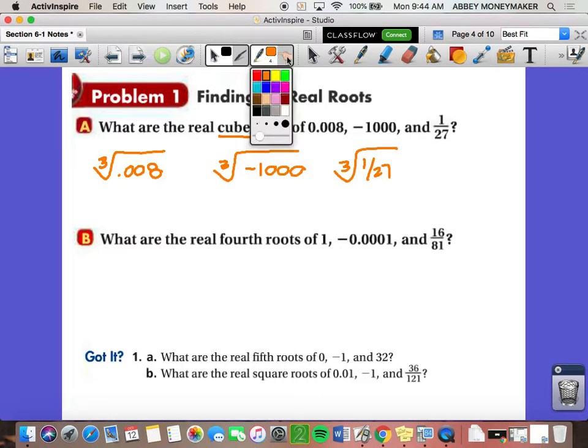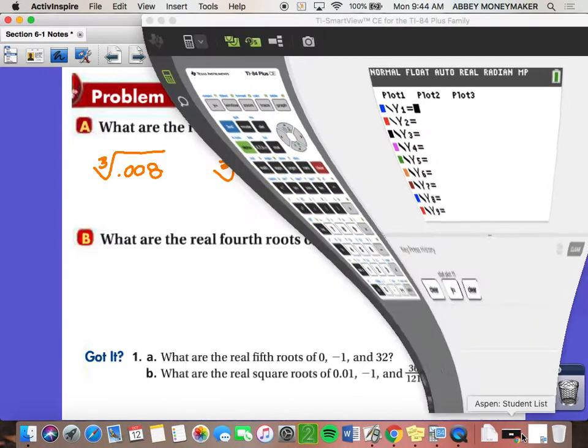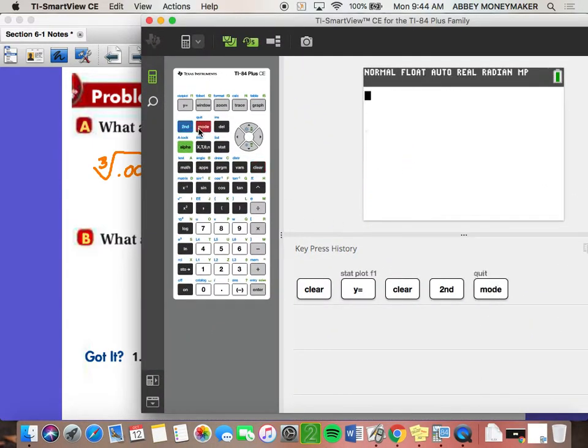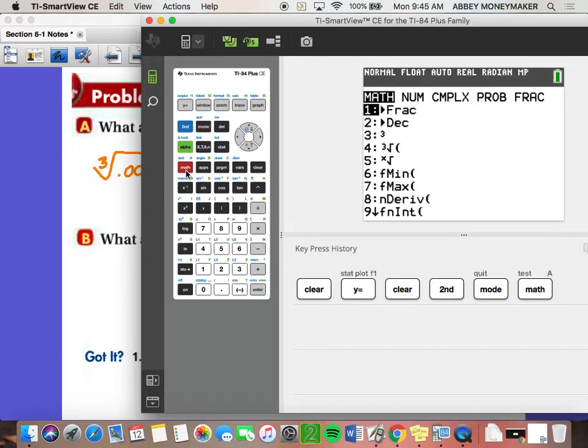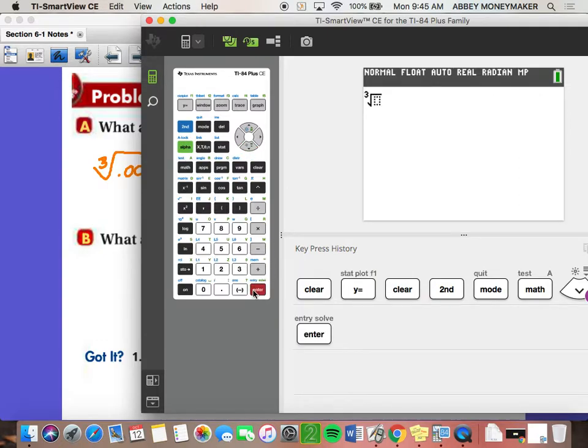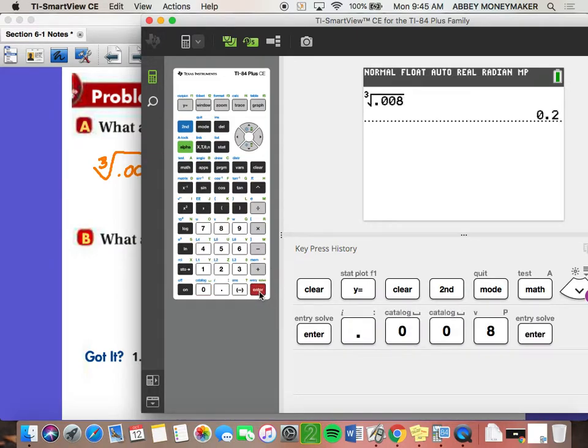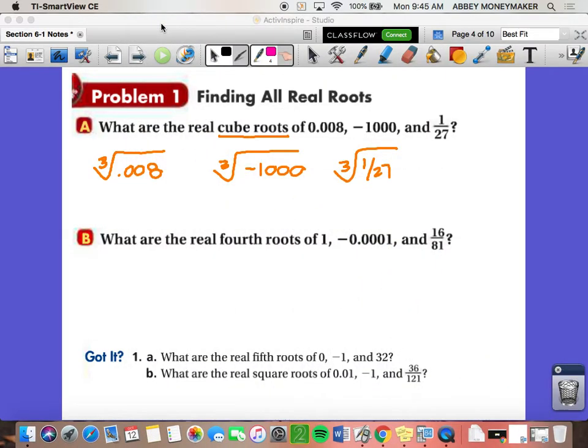And what I want to show you here is how to do this on your calculator. So if you're having trouble knowing the cube roots, you can go to your calculator. Let's get home. And then if you go to math and go to option number 4, this will bring up the cube root. So then we can type in the cube root of 0.008. That gives me 0.2. So my answer here would be 0.2. I don't need the plus or minus, again, because my index was odd.